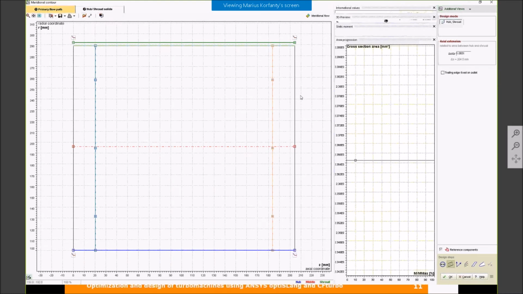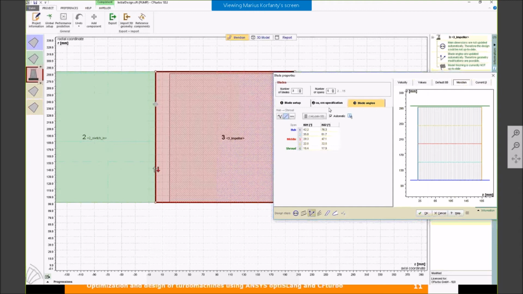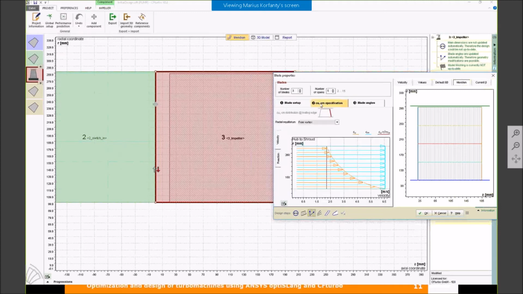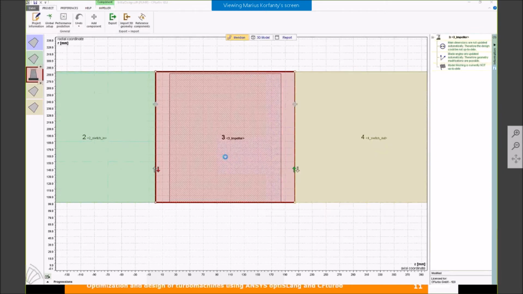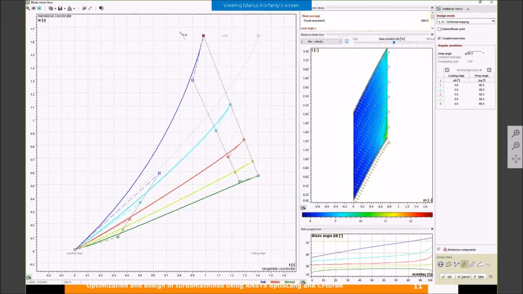We can design our meridional contour, which is just a pipe in our case, but we can define our leading edge and our trailing edge. We have to define our blade angles at the inlet and at the trailing edge. These are calculated automatically due to the use of the free vortex design method. We can define our blade mean lines.